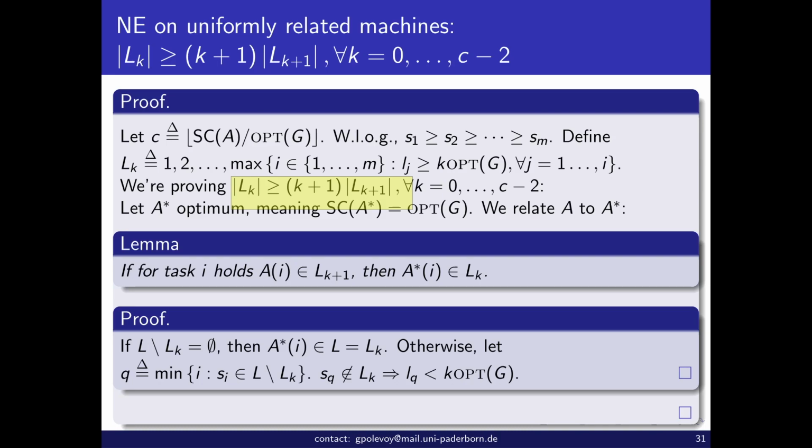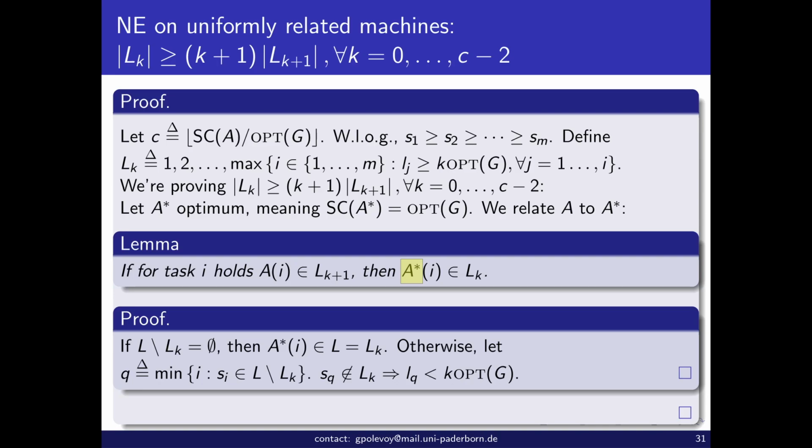So now we relate A, which is an equilibrium assignment, to A star, which is not necessarily the same. Of course, theoretically they can be the same, because the price of stability is 1, so there is an optimum equilibrium. But they don't have to be. So we relate this equilibrium assignment we fixed to A star, which is some optimum assignment we fixed. So what we prove is that for task I, suppose that the equilibrium assignment sends it to one of the machines in Lk plus 1, then the optimum assignment will send it to Lk. Some relation between those: equilibrium and optimum cannot be too different. That's the intuition of what we are proving.